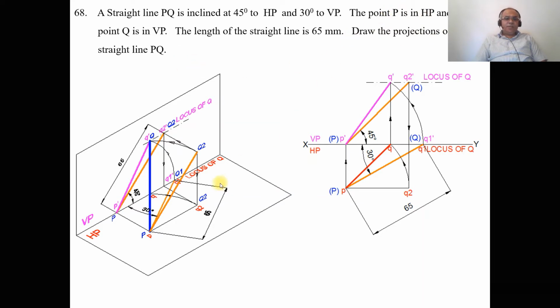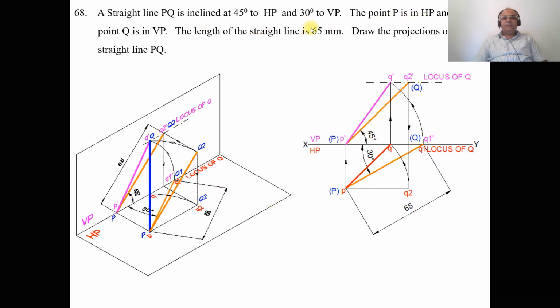So as you said, the point P is in HP. So now you can see that point P is in HP and the point Q is in vertical plane. The length of the straight line is 65 mm and its inclination with respect to HP and VP is given as 45 degrees and 30 degrees respectively. So how to start with the problem?